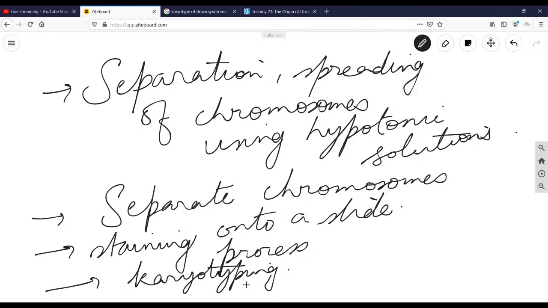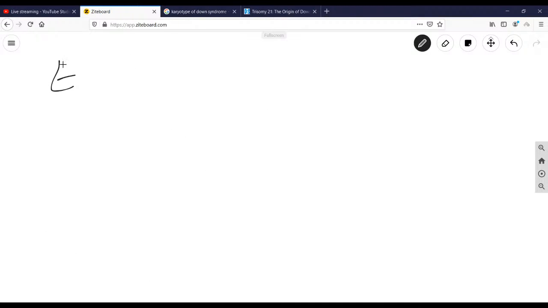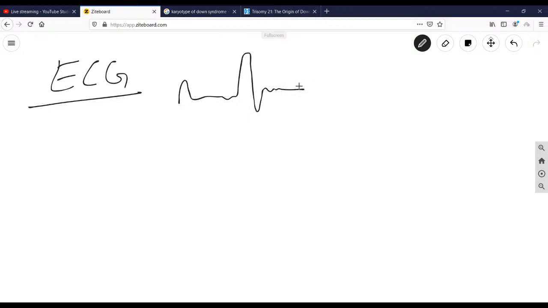One more thing I'll tell you, something known as ideogram. Ideogram, just like ECG. ECG is electrocardiograph. That is the graph that we get. Like this, this is an abnormal ECG. That is the graph that you get. Same way electrocardiogram is the machine. So ideogram is the diagrammatic representation of karyotype.